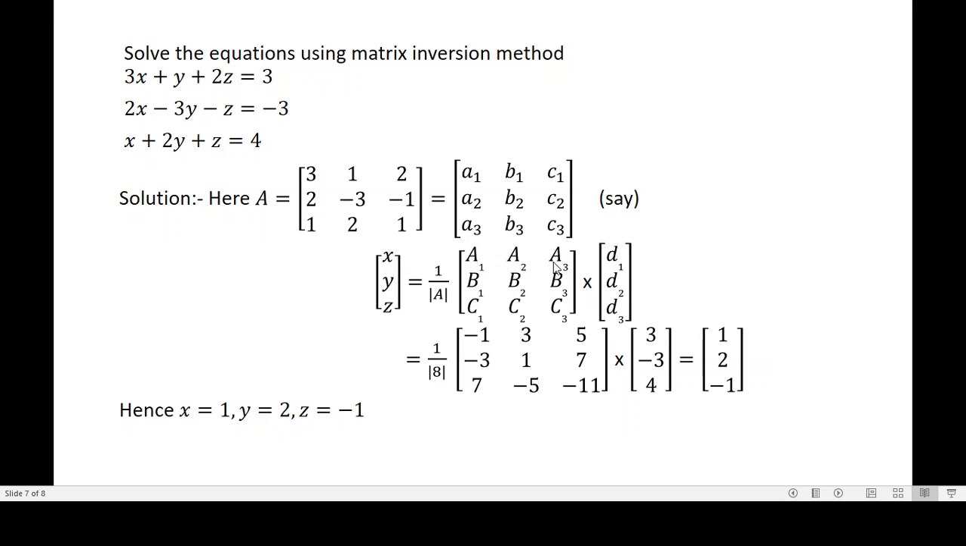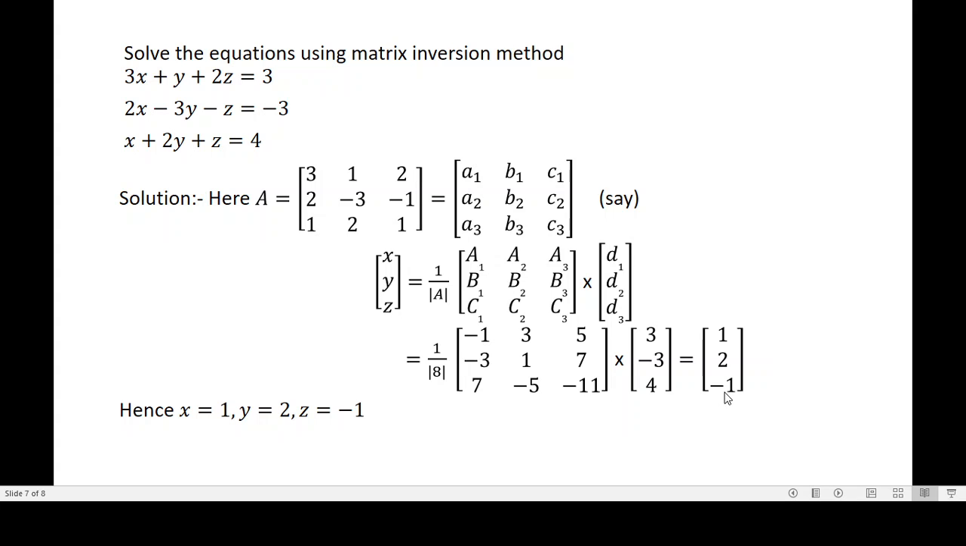A1, A2, A3, etc. are the cofactors of a1, a2, a3. Okay. Now this matrix is multiplied by the matrix 3, minus 3, 4. So let us multiply these two matrices and then divide by 8. Determinant of A is equal to 8. Divide by 8. Minus 1 into 3 plus 3 into minus 3 plus 5 into 4, which is equal to 8, and when divided by 8 gives 1. Simplify them. We get a matrix of order 3 cross 1, that is 1, 2, minus 1.